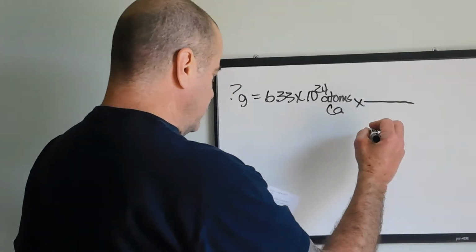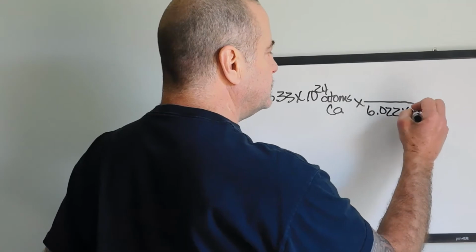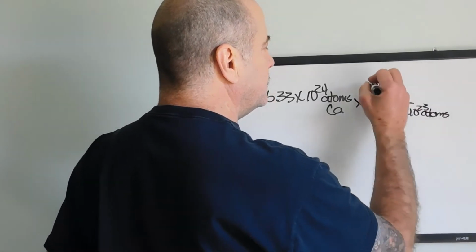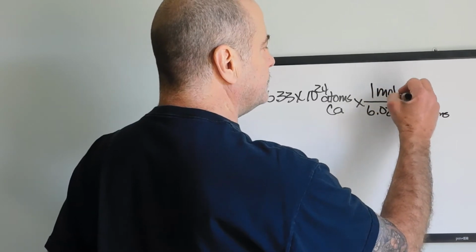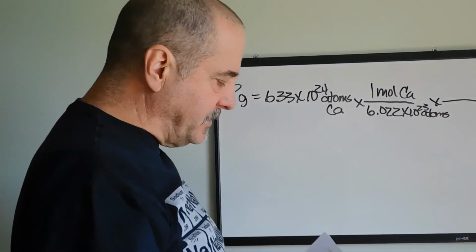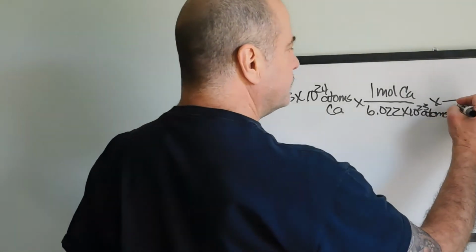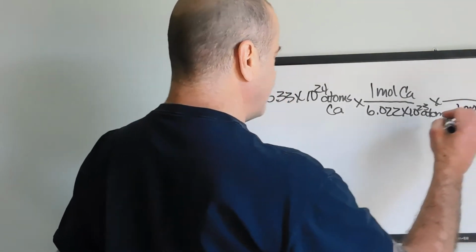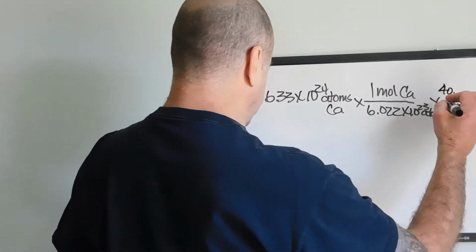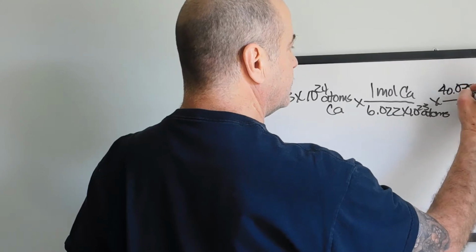Well, you know that you have 6.022 times 10 to the 23rd atoms in 1 mole of calcium. And then you look up on your periodic table and you see that in 1 mole of calcium you've got 40.075 grams.